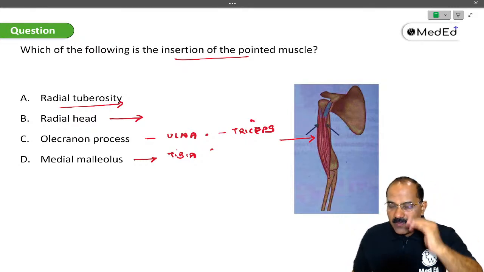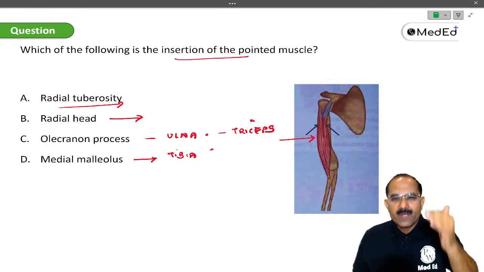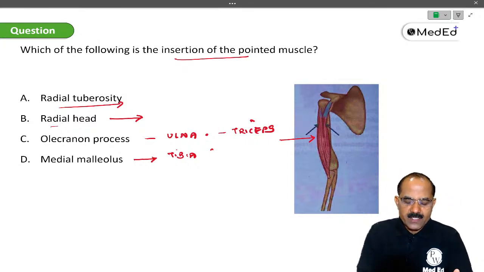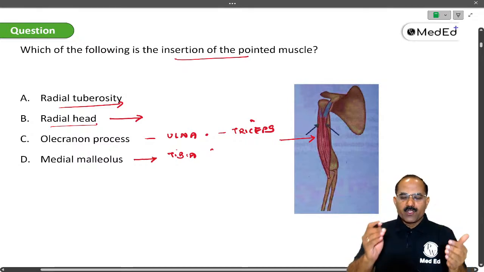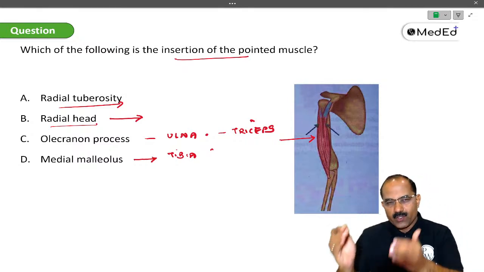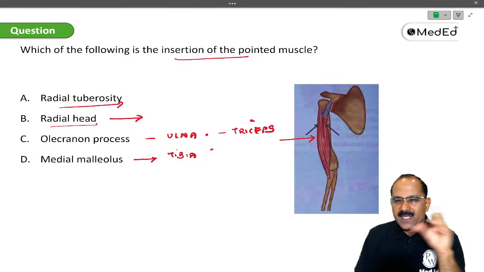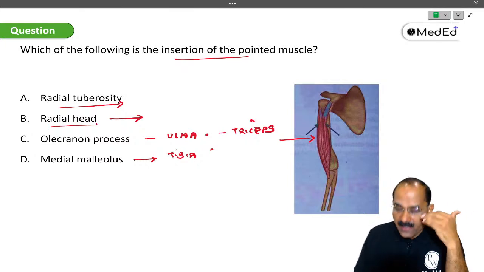What is the name of the joint? Superior radio-ulnar joint. The head of the radius fits into the radial notch of ulna. The name of the joint is superior radio-ulnar joint. Can you tell the type? Superior and inferior radio-ulnar joint. What type is this? Anyone?